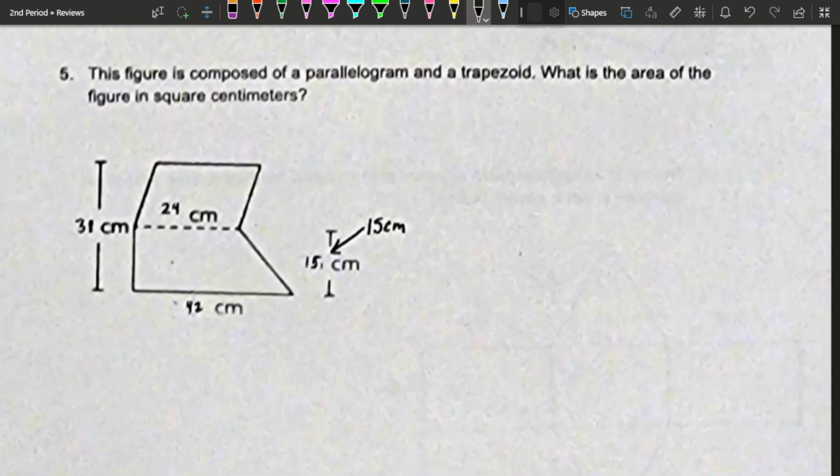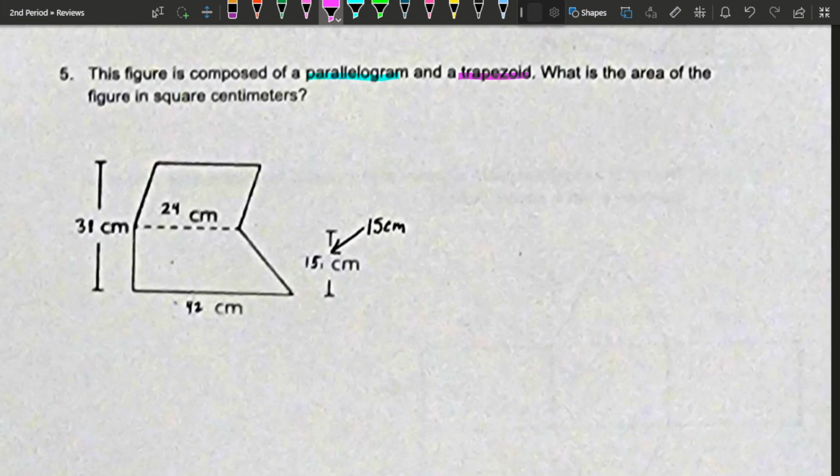This figure is composed of a parallelogram and a trapezoid. We haven't done too many trapezoids, and we have yet another formula. What is the area in square centimeters? So let's see. Also, the other thing that we gotta find are going to be missing lengths.